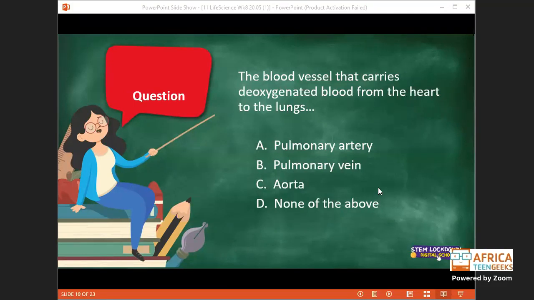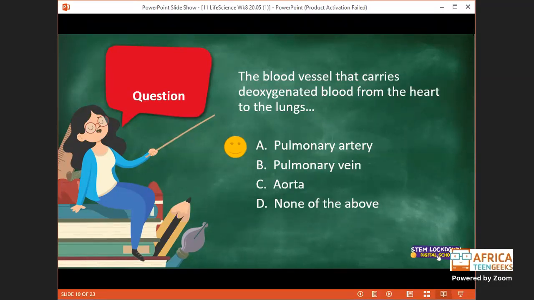Right, let's see the answer. So most of you guys said it's A. So indeed, the pulmonary artery is the blood vessel that carries deoxygenated blood from the heart to the lungs. And remember, we said that this deoxygenated blood has a high concentration of carbon dioxide as compared to the oxygen in it, and hence it is called deoxygenated blood.